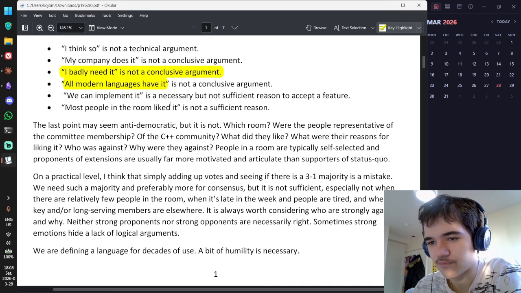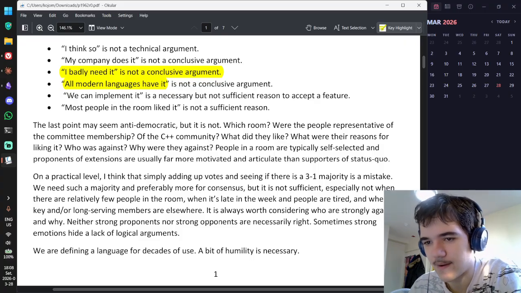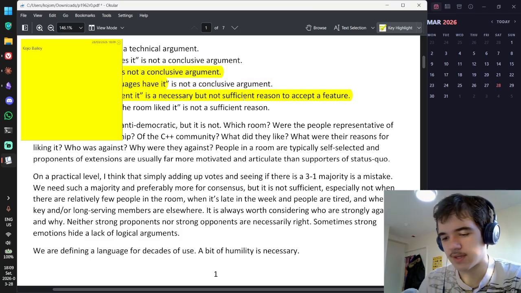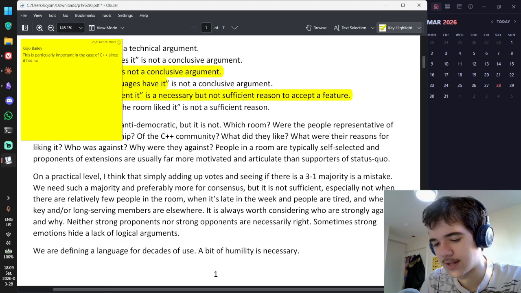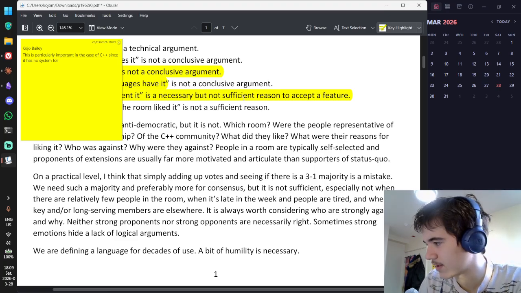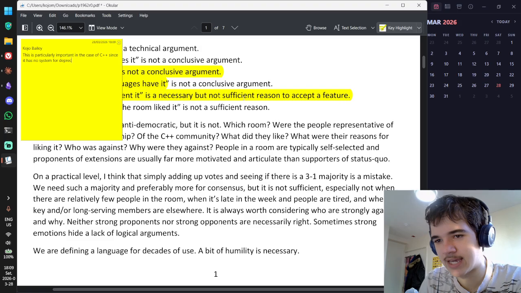So hopefully that's good. "We can implement it" is a necessary but not sufficient reason to accept a feature. Yep, like, add it, just okay. So this is also interesting, right? Because just because you can doesn't mean you should. And this is particularly important in the case of C++, since it has no system for deprecating or moving old features.